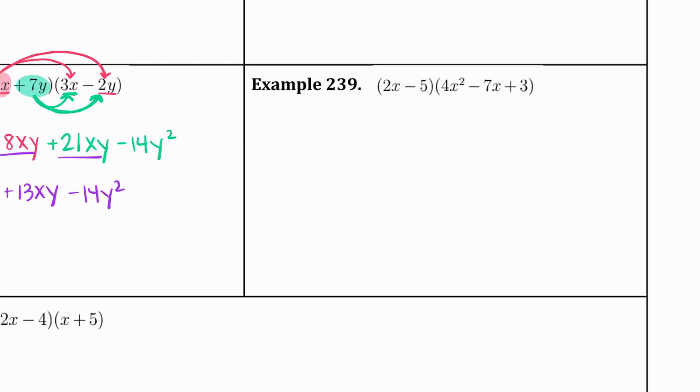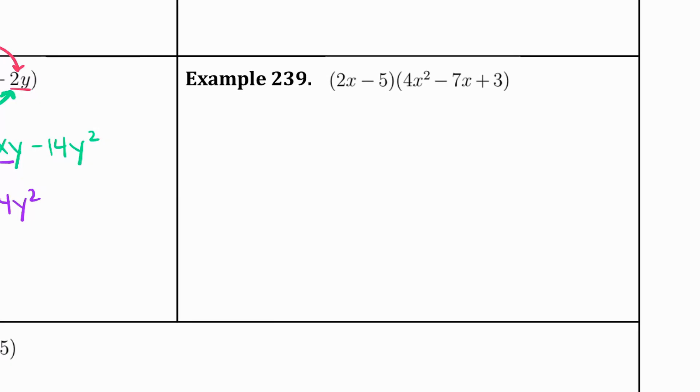Okay, same process on this next one, but notice we have a binomial times a trinomial. So we're still going to use distribution. It's just going to be a little bit longer process. Let's take our 2x. We're going to distribute it, and distribute it. We're going to multiply it 3 times.